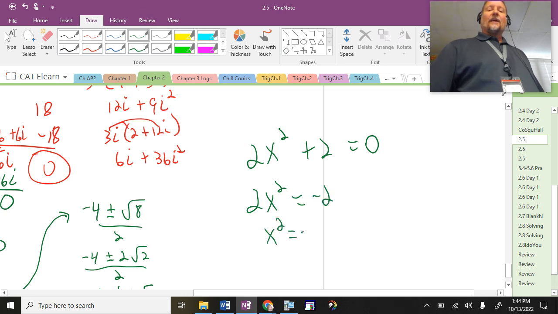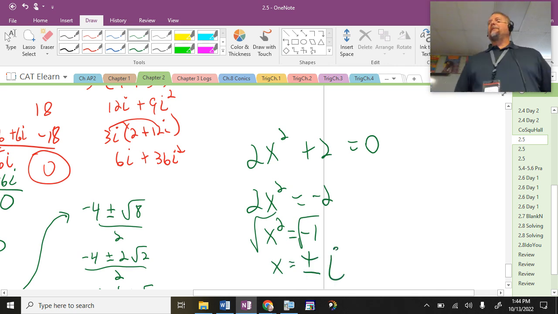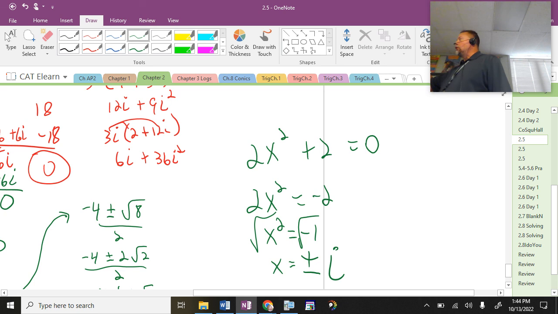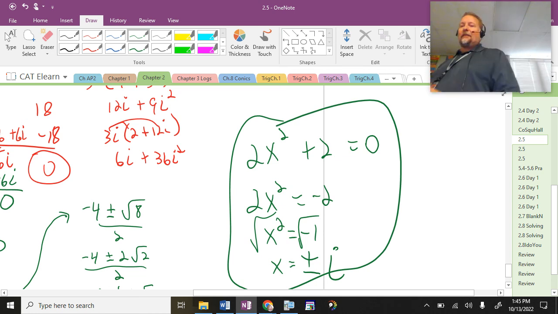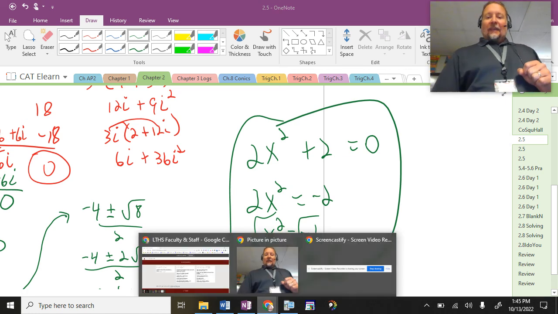divide by 2. Why am I going over this? When you square root, what is this final answer? Plus or minus i. How many zeros is that? 2. In that question, you should have got 4 zeros. When you don't put plus minus, you lose a 0. All right, so I just wanted to make sure you understood that in context of the complex conjugate theorem. Okay.